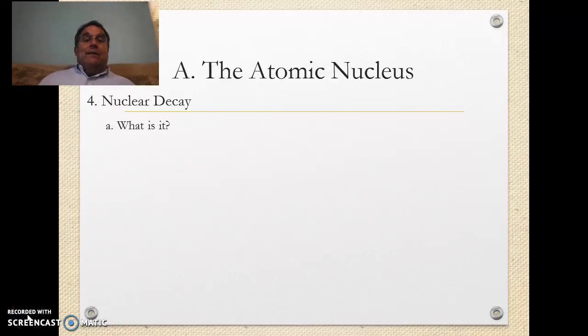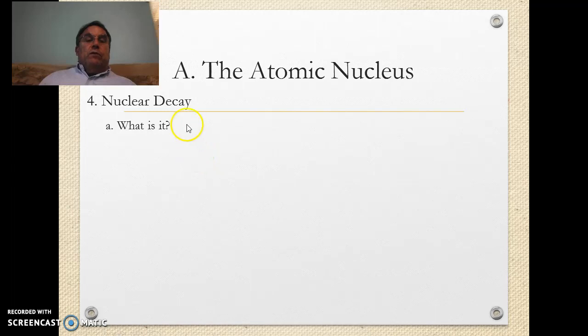Hi, in this section of the nuclear chemistry unit, we're going to be examining nuclear decay in more detail. We're going to be looking at the specifics of alpha, beta, and gamma radiation and what happens to the nuclei of atoms that undergo those forms of radiation.